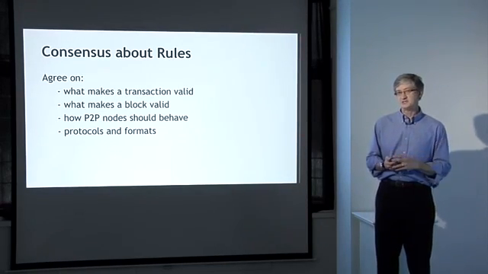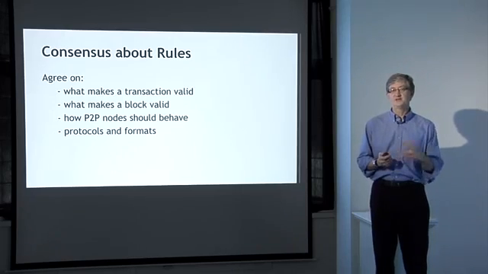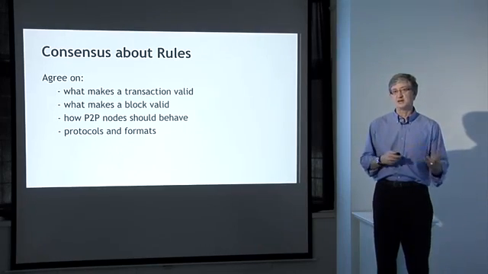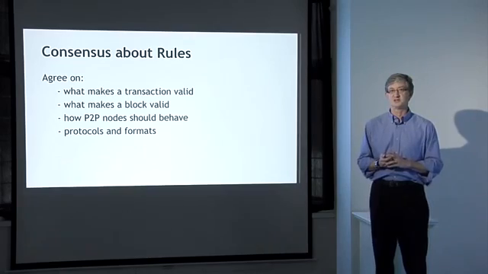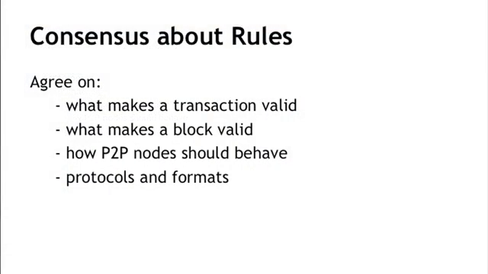Third, how the nodes in the P2P network should behave, how they should interact with each other and what kind of protocol they should use to discuss with each other, and more generally, all the protocols and data formats that are involved in making Bitcoin work. You need to have a consensus about these things so that all the different participants in the system can talk to each other and agree on what's happening. And so the first form of consensus that goes into Bitcoin is just a consensus about what these rules should be in order for the system to go forward.